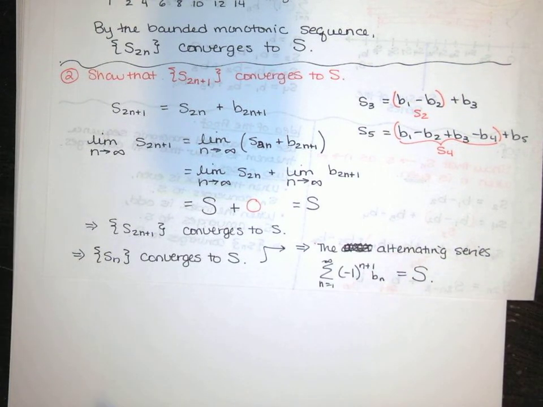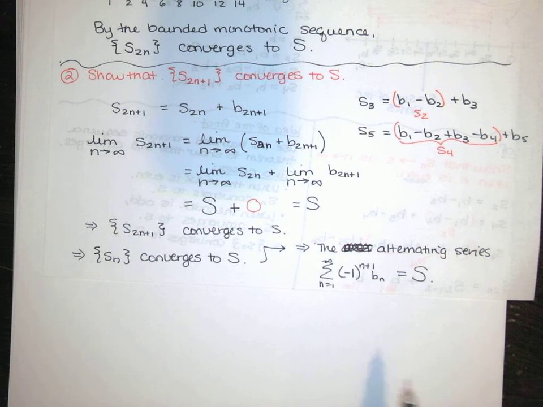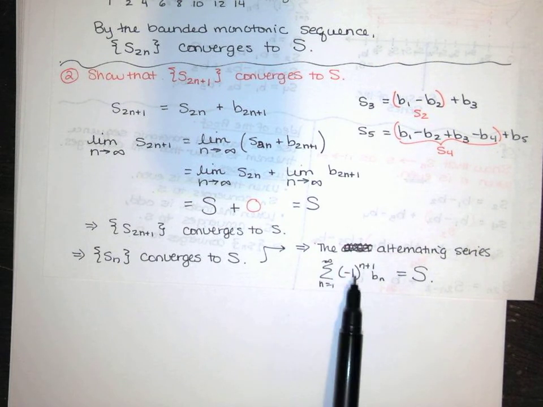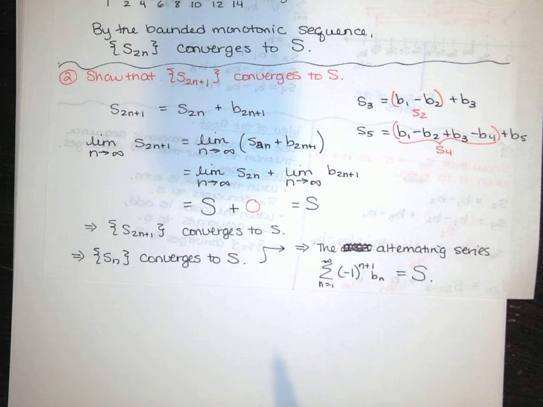Now you might say, Miss Townsend, we did a whole proof, but we were assuming that it started with positive b sub 1 and then we subtracted b sub 2. How can we prove that the same thing is true if it starts with a negative b sub 1? Well, just multiply both sides of this equation by negative 1. If this converges, if I multiply it by negative 1, the series will converge. So that'll just converge to negative s instead of positive s.